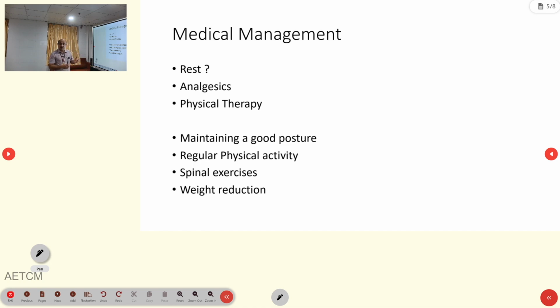Analgesics can help. So can physiotherapy, which the PMR department will be talking to you about. These are the things which you can do in the acute stage. But then your aim is to prevent a recurrence of back pain. For that, you probably need a good posture. You need some regular physical activity. It can be walking, it can be swimming, it can be dancing. And you would want them to start some spinal exercises, which our PMR department will explain to them. And if the patient is overweight, you want them to start weight reduction also.